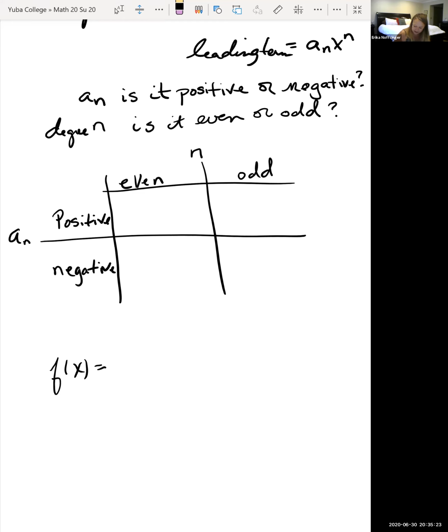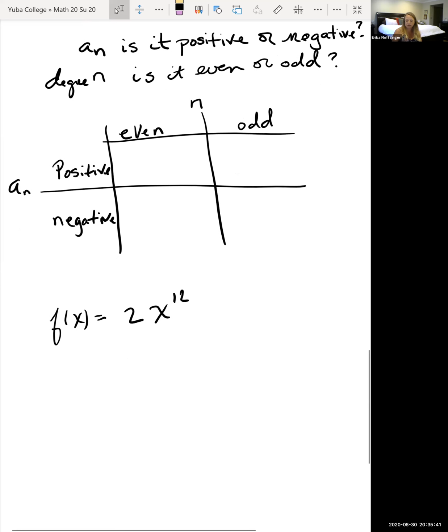So if that's the case, a positive number, 2 is a positive number, and x raised to the second power, that's even. I could go to any degree that was even. x to the 12th power works. And I'm going to give you some notation, and I'll explain what it's saying in a second.